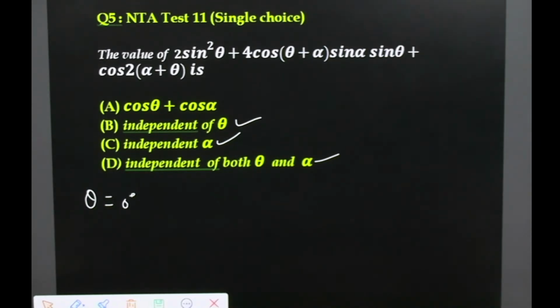Put theta 0. First one is 0, second one is 0, third one I am getting cos 2 alpha.